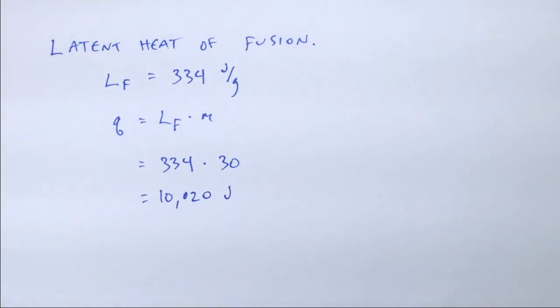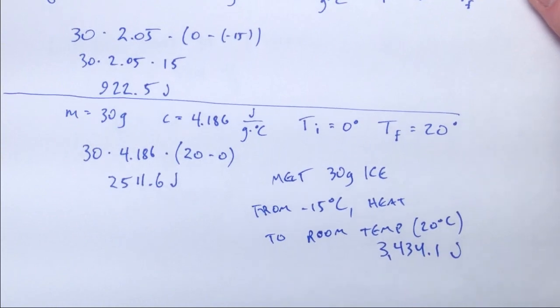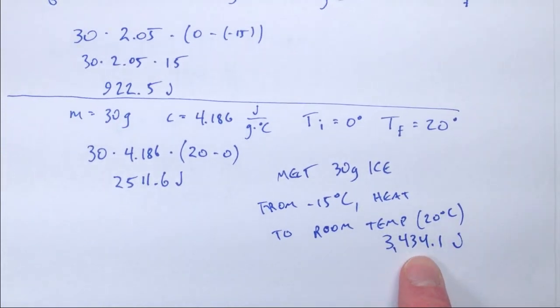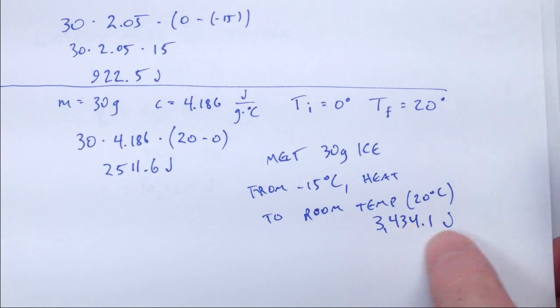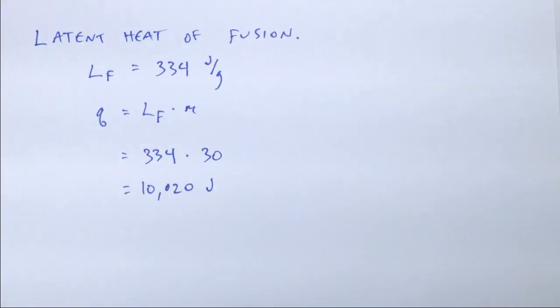Just back up a second. Remember this? That's how much energy we thought it was going to take to heat up 30 grams of ice, melt it, and then heat up that same amount, now water, to room temperature. That's barely a third of what it took just to melt the ice.